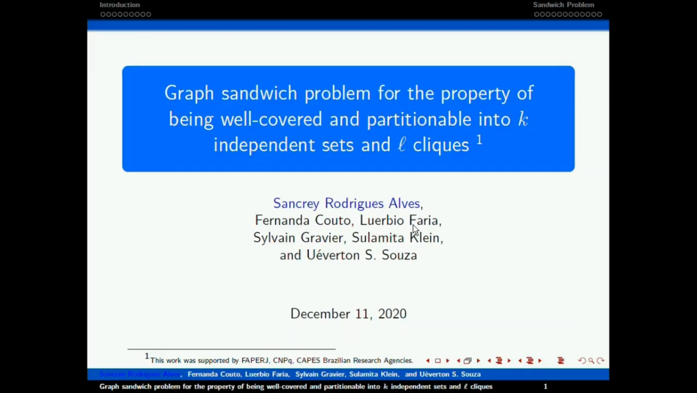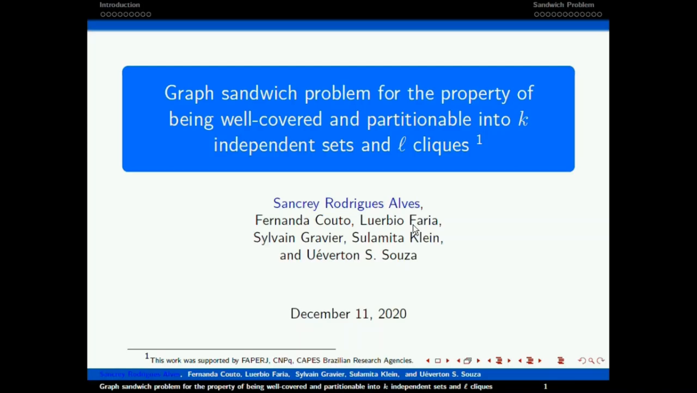I'm one of the authors of the paper Graph Sandwich Problem for the Property of Being Well Covered and Partitionable into K-Independent Sets and L-Cliques. This is a joint work with Fernanda Couto, Luerbio Faria, Sylvain Gravier, Sulamita Klein, and Uéverton Souza.